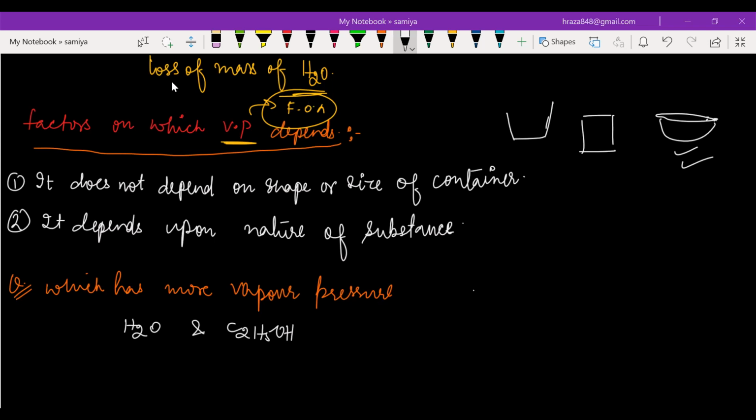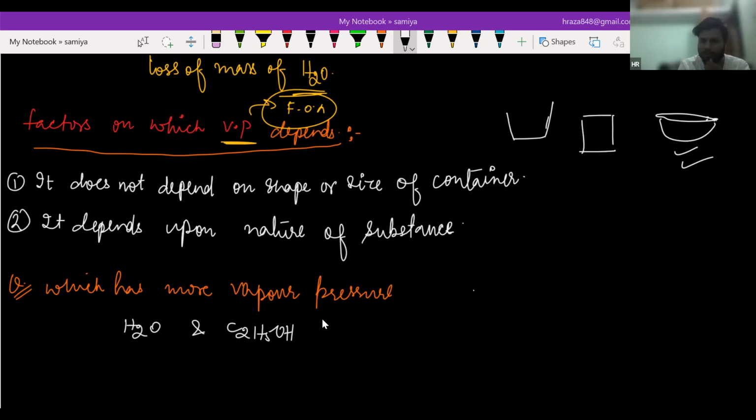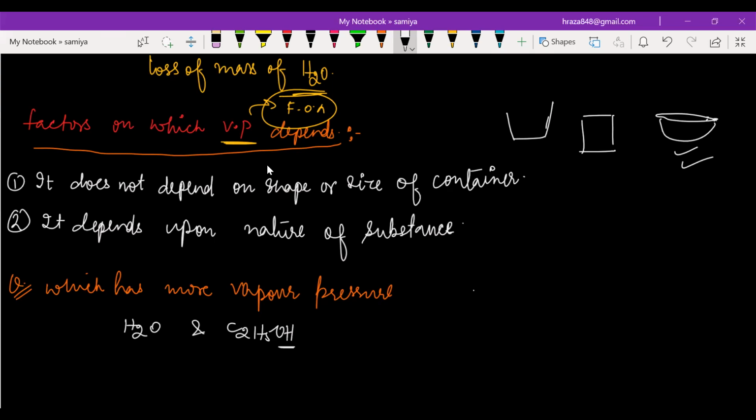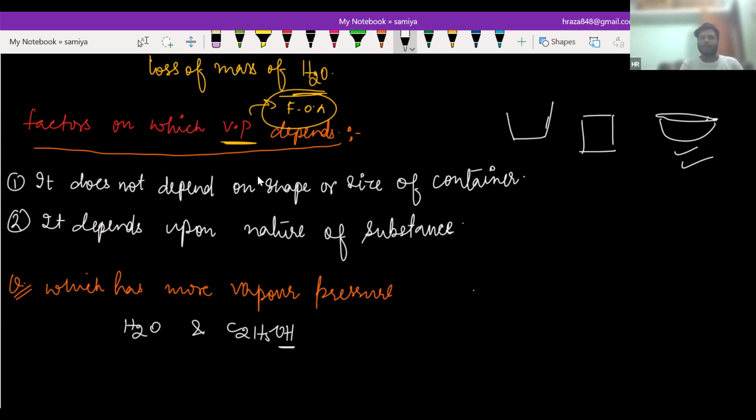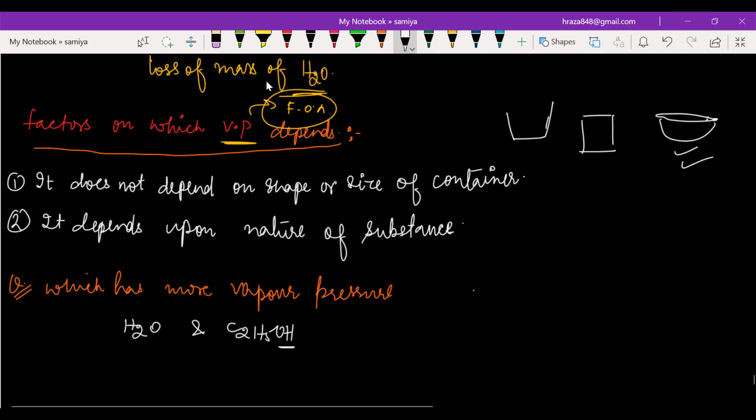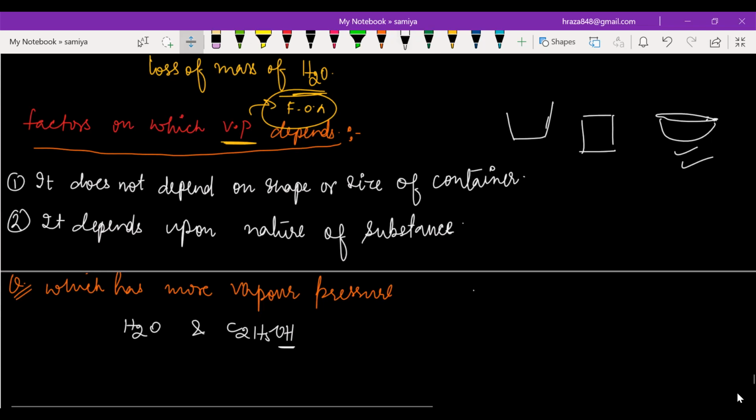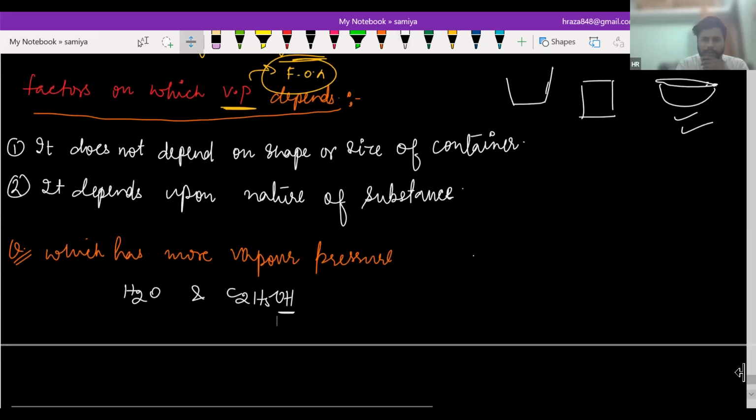Sir, it's C2H5OH. So, which has more vapor pressure, C2H5OH? Madhya and Reem, what about you? Sir, I also think it's C2H5OH. Oh, you think? Why do you think so? Yes. Because of hydrogen bonding. Hydrogen bonding. Tell me.